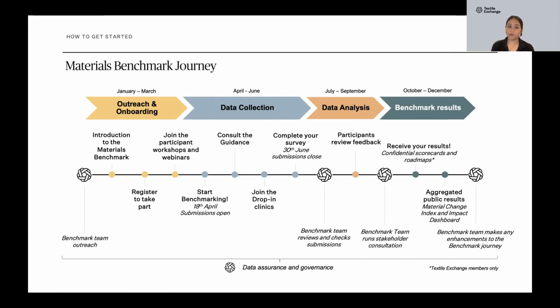After that, in quarter 4 of the calendar year, we aim to launch the benchmark results. This is the time where companies receive their confidential company scorecards as well as aggregated public results, such as the Material Change Index, or the MCI, which is a public listing of participating brands and retailers showcasing their overall performance banding, as well as the impacts dashboard, showcasing the aggregated impacts and movement of the cohort to achieve the Climate Plus targets. This year, the impacts dashboard will be integrated with the Textile Exchange Climate Plus dashboard, and more to come on this over the next few months.